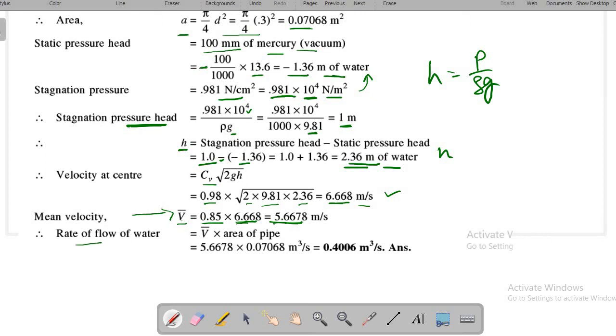So discharge is given by area into velocity. Q is equal to A into V, but V is mean velocity we have to take. So area is 0.07068, V is 5.668. So we will get the discharge as 0.4 meter cube per second, or it will be 400.6 liter per second. Okay, so this is the discharge calculation using pitot tube.